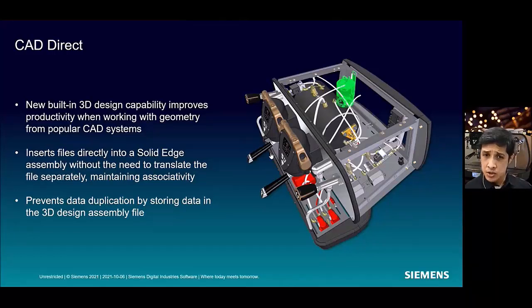Importantly, as there is no translation required, all files maintain associativity, meaning that when the files are updated, they will update in Solid Edge, maintaining your single source of truth. Data is stored in the 3D design assembly file, preventing data duplication and allowing the inserted geometry to be used for downstream design work.